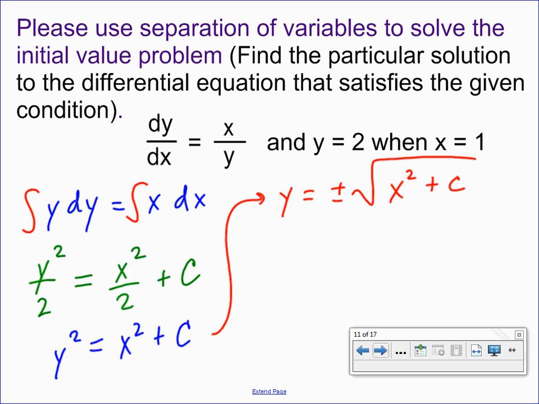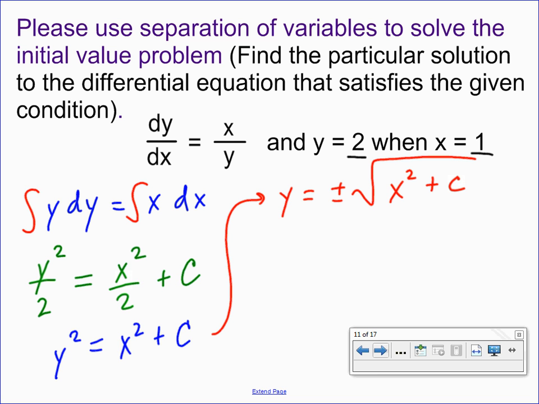And now, right, I solve for y. I found the general solution. We're going to find the particular solution that satisfies the initial condition, the given constraint, the data point. We know that y equals 2 when x equals 1. So we're going to go ahead and use that to find the particular solution.